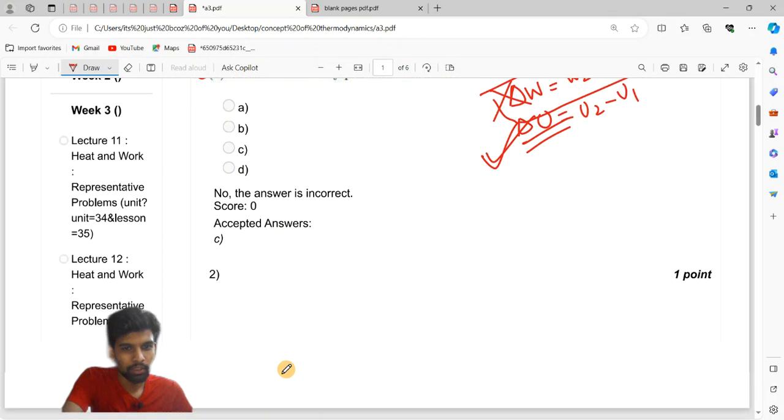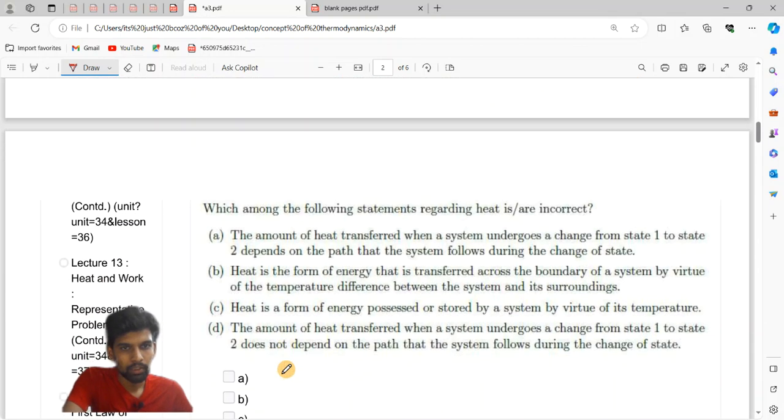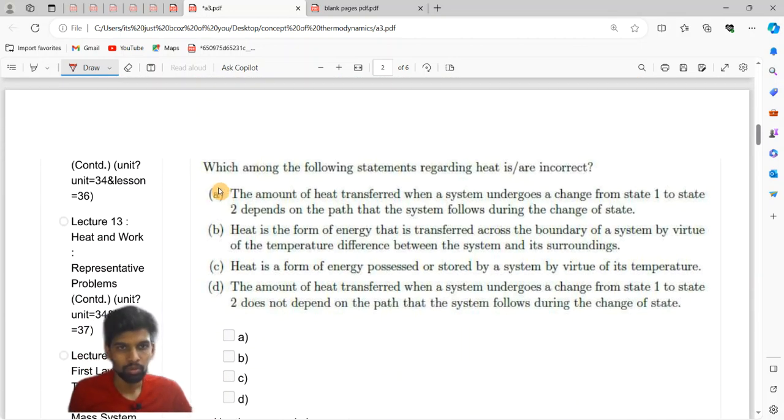Then coming to the second question, what is it stating? The second question is: which among the following statements regarding heat are incorrect? So be careful and mindful while reading these questions. It can be tricky. You may read in a hurry, take it as correct, and mark a wrong answer. So just be mindful while reading the question, so that you mark proper answers. And it is also an MSQ type of question. So we need to find out the incorrect statements out of the given four.